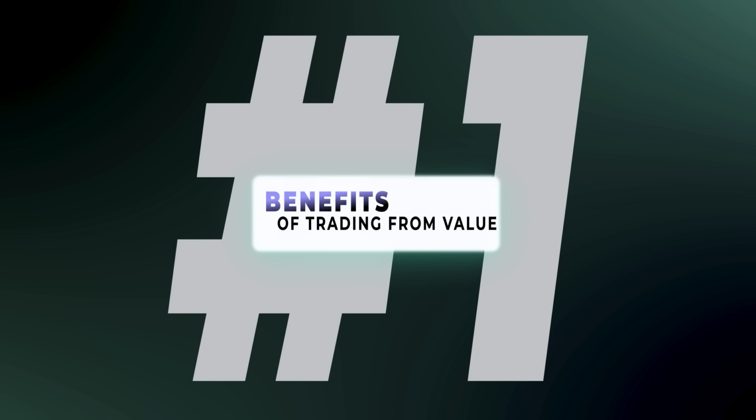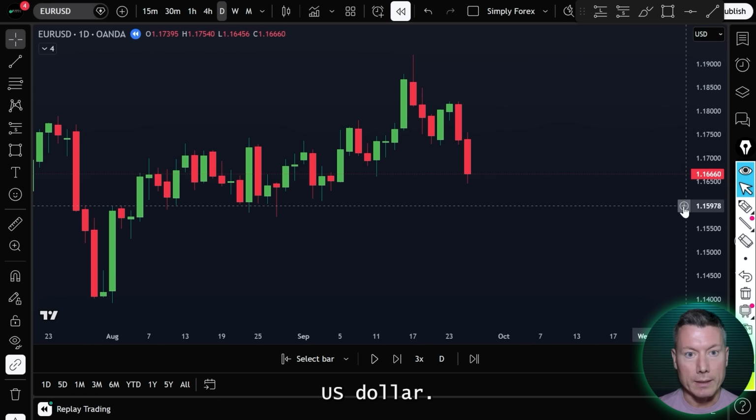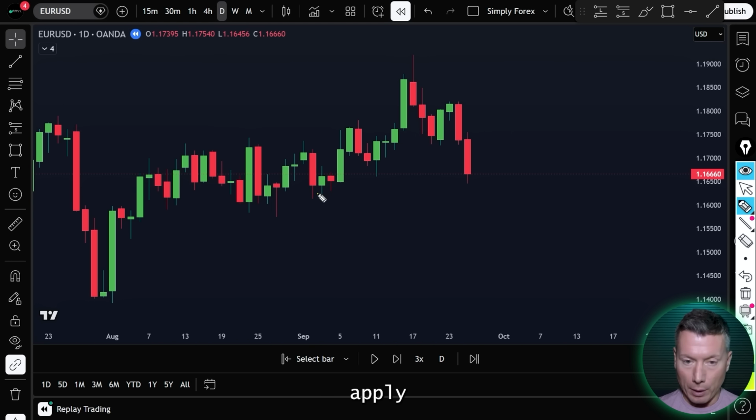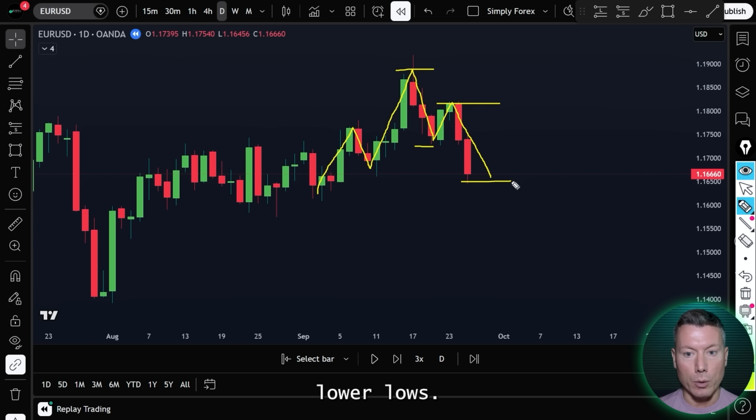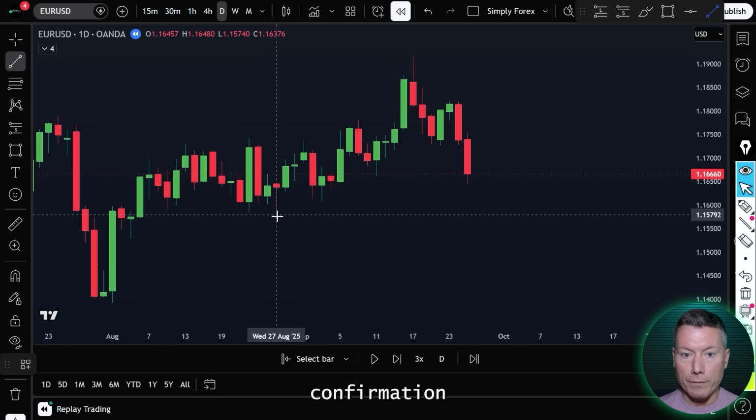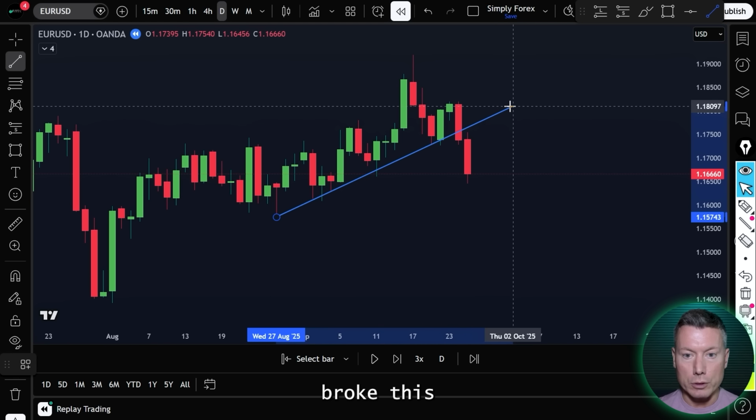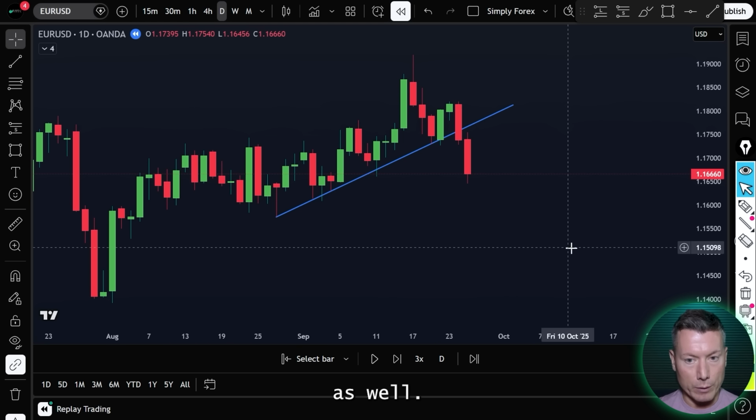So let's start by understanding value and its benefits. All right, so this is Euro US dollar. This is the daily chart, but you could apply this logic to any time frame pretty much. But as you can see, we were in this uptrend and now price has broken down. Okay, we're getting lower highs, lower lows. We're in a downtrend. Okay, if you want a little bit more confirmation, we also broke this trend line running through here as well. All right, so everyone's wanting to sell this, right?